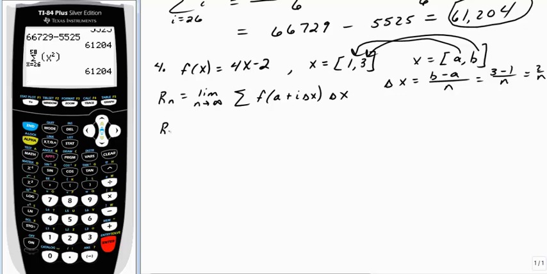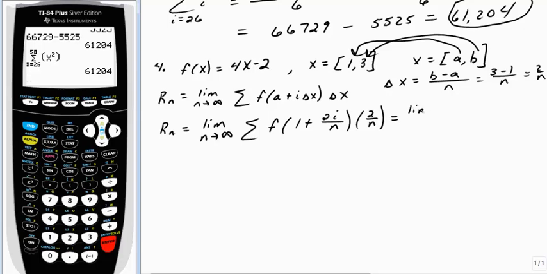So r sub n is going to be the limit as n approaches infinity of this summation. We already said f of a in this case is 1. So we'll have 1 plus delta x is 2 over n, so that when you multiply by i it is going to be 2i over n, times delta x, 2 over n. I'll say that this is equal to the limit as n approaches infinity. 2 over n can be brought out in front of your summation. It doesn't have the indices in it.